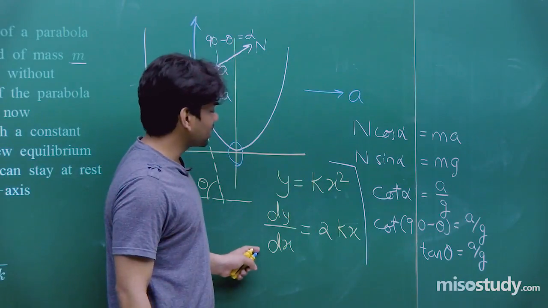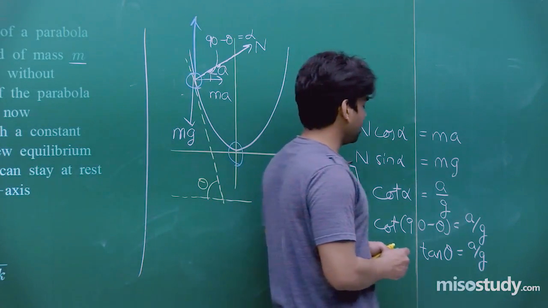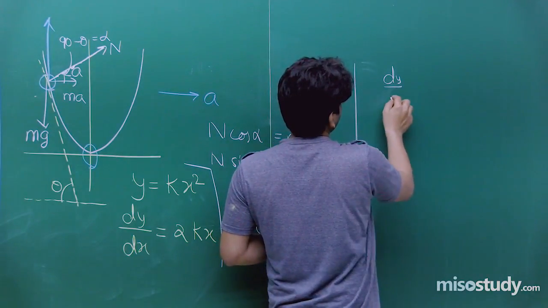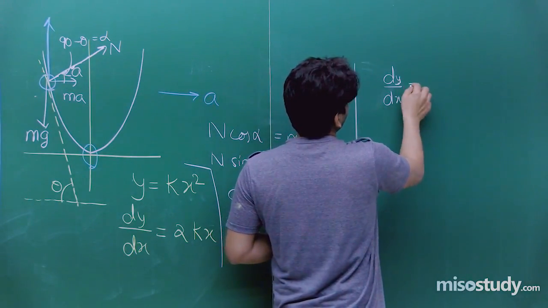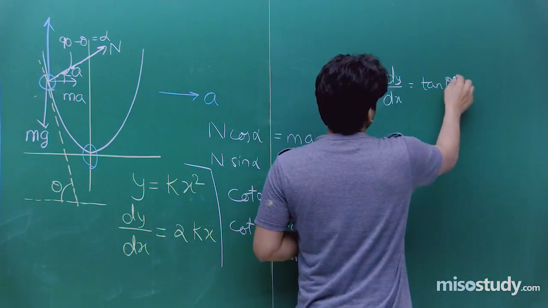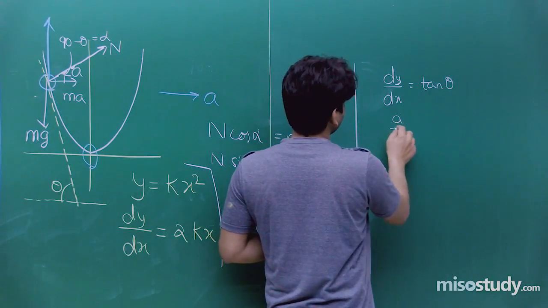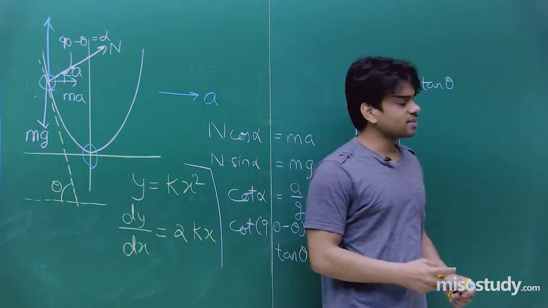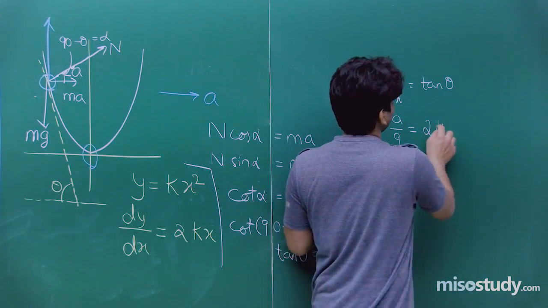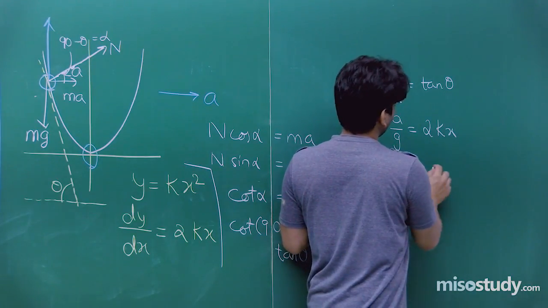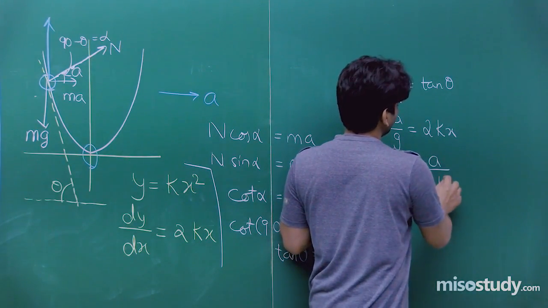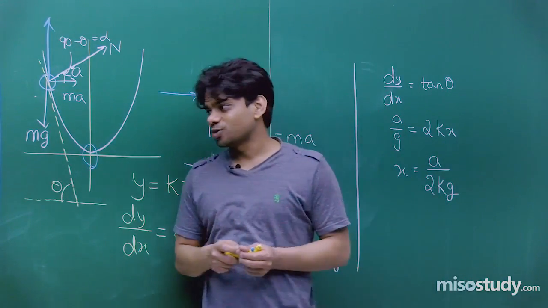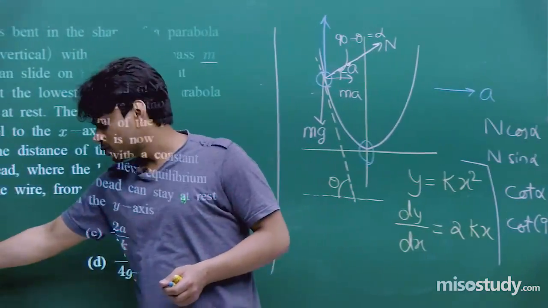We can put dy by dx equal to tan theta. Now tan theta we can put as a by g, and dy by dx is 2kx. So from here x comes out to be a by 2kg. So we got the answer x equals a by 2kg, that is a by 2gk. So option B matches with our response.